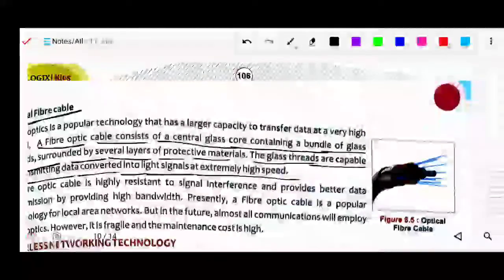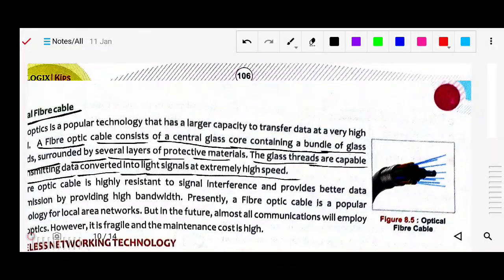You can see here, it highly resists signal interference and provides better data transmission by providing high bandwidth. Presently, fiber optic cable is a popular technology for local area networks, but in the future almost all communication will employ fiber optics. However, it is fragile and maintenance is high cost.